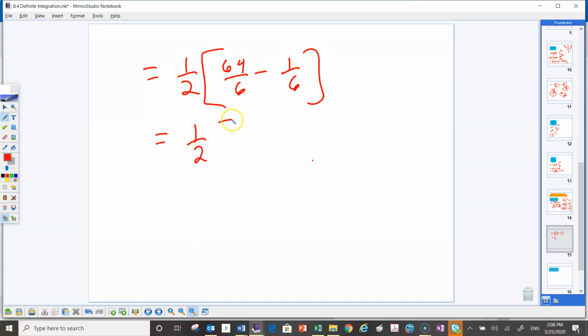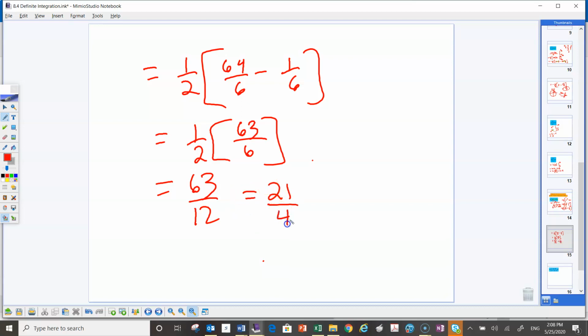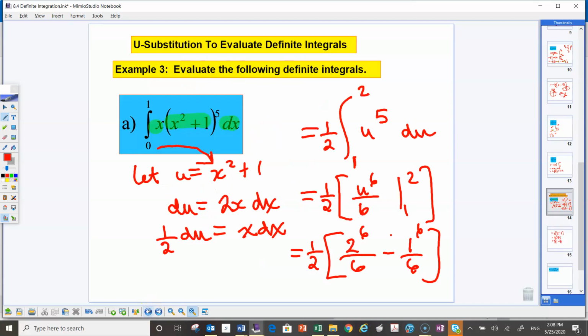So this ends up being 1/2 times 63 over 6. And if I multiply, I end up getting 63 over 12. And you can simplify 63 divided by 12, and you would get 21 over 4 as your final answer in reduced form. So that's the process to do a definite integral by u substitution. Make the u substitution, change your limits to match the new variable, and then basically go through your definite integral process again.